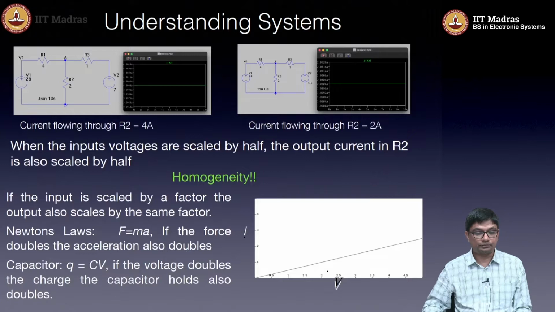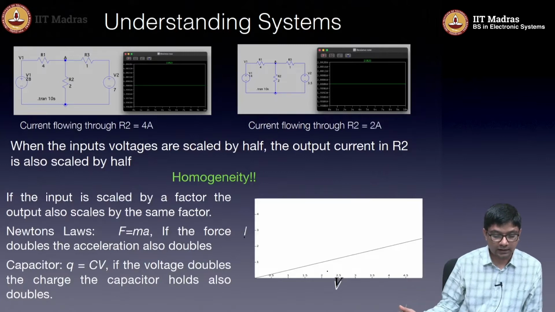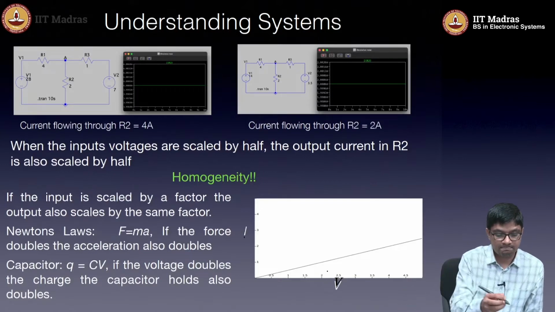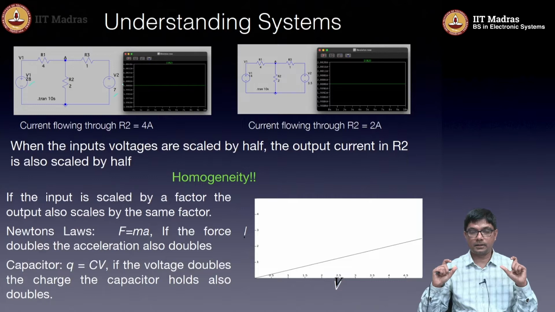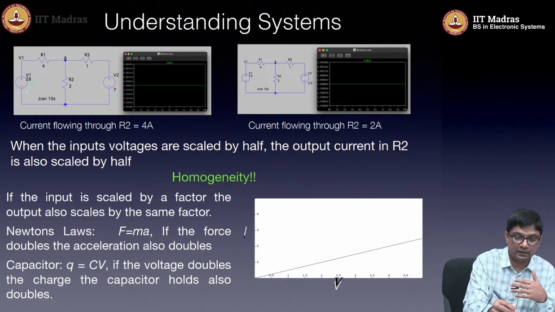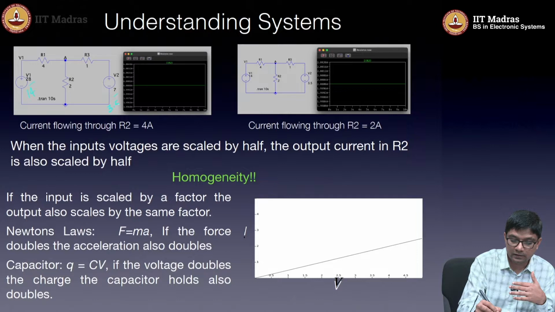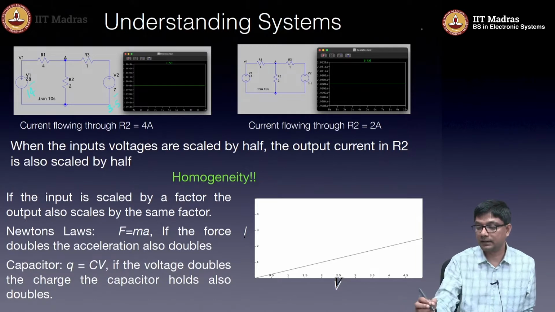Okay, what next? I do the same circuit, still have 28 volts here and 7 volts here. What I do is I scale the voltages by half. So what was 28 now becomes 14, and what was 7 now becomes 3.5. Just like the same thing, right?